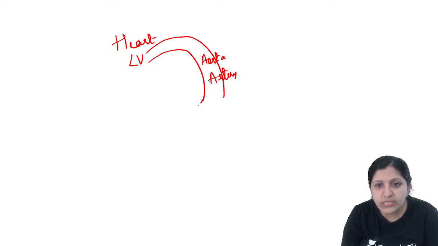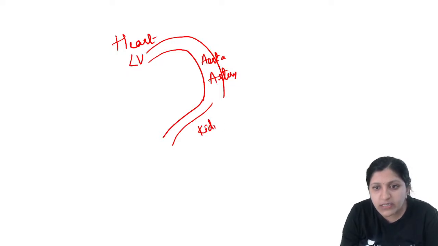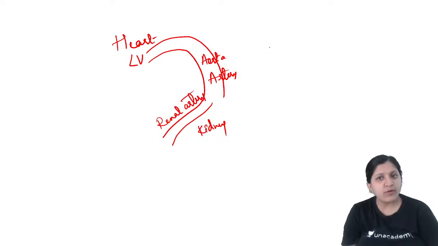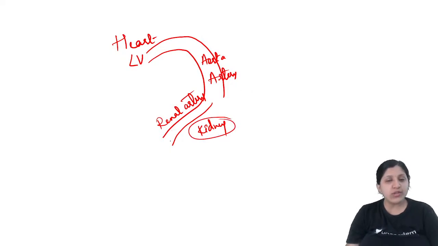Now the one which is going towards the kidney. Let's say here the kidney is there, so it is going towards the kidney. That is why we call it a renal artery. This is the one which is going towards the kidneys, and that is why we call it a renal artery.